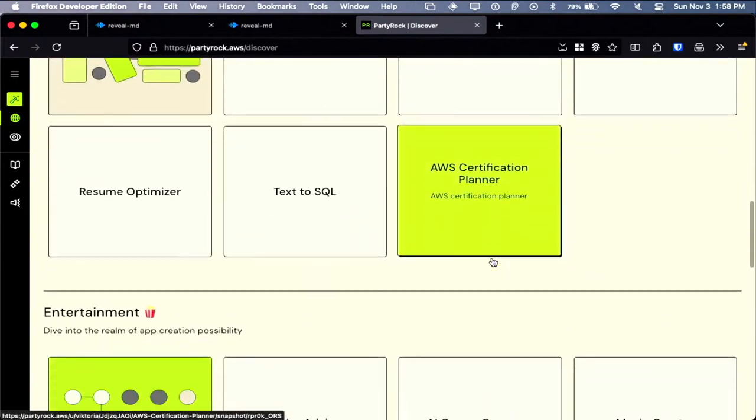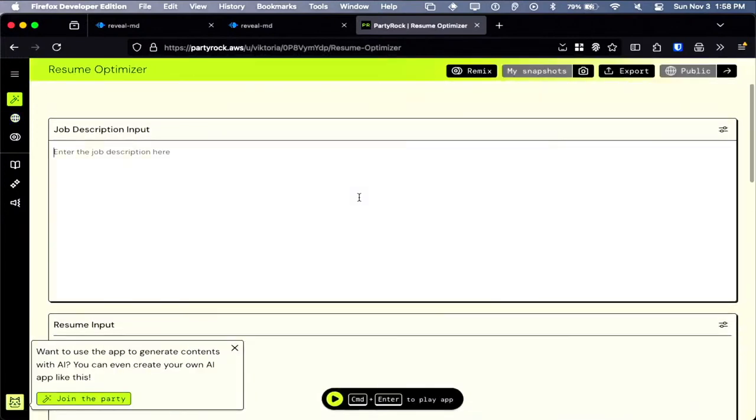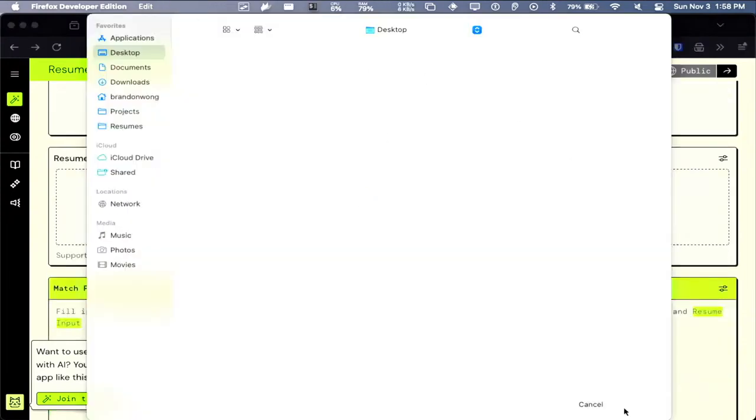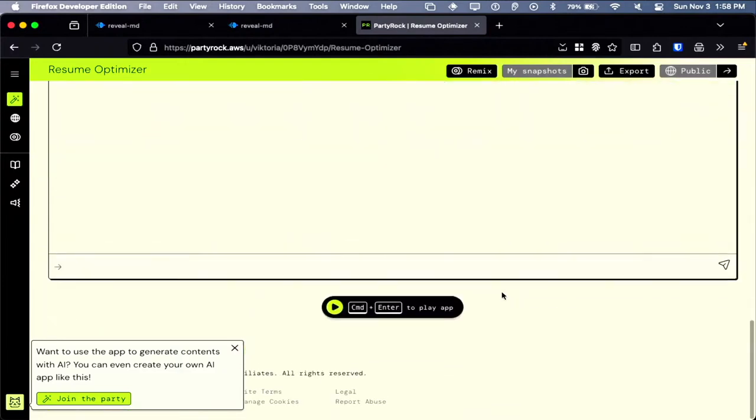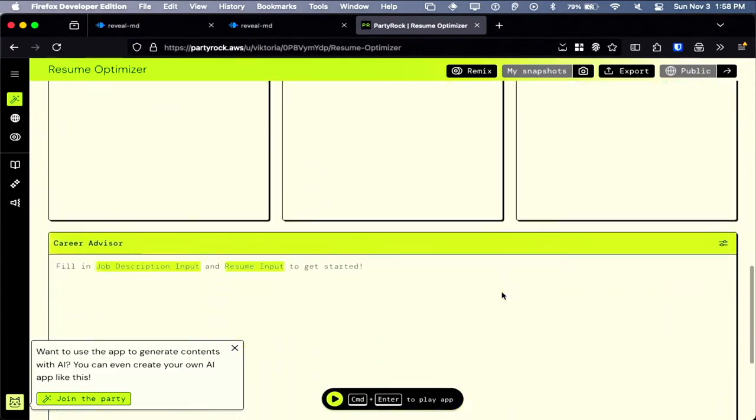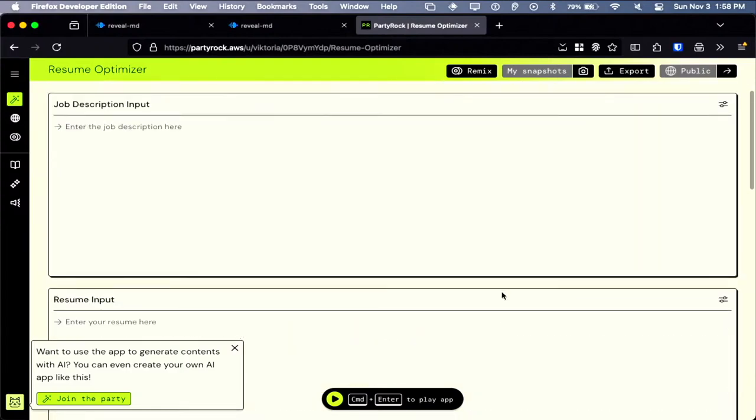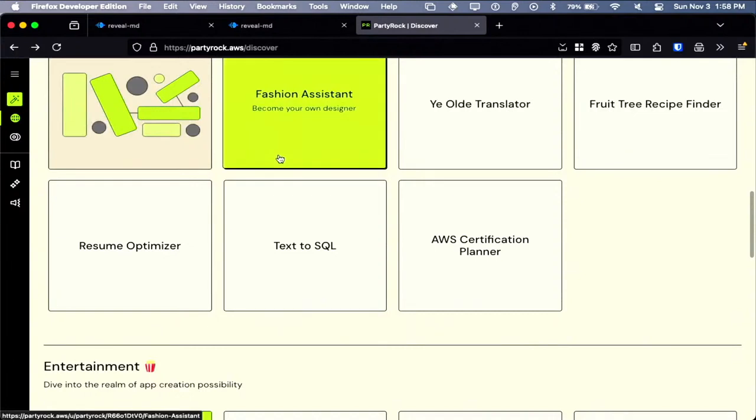The one I was most interested in on PartyRock, trending, was Resume Optimizer, where you input a job description and upload a resume, and it gives a match percentage, strengths and weaknesses, tips for improvement, and a career advisor chatbot that can give you some interview questions as well. There are also different things on here that are kind of cool to check out. The model they use under the hood is AWS Bedrock, and underneath that is essentially Claude from Anthropic.